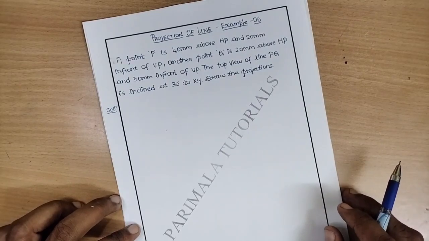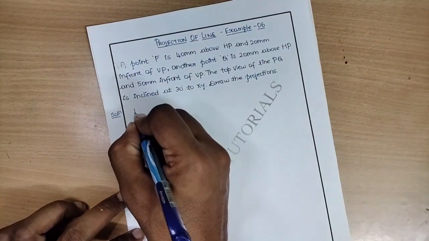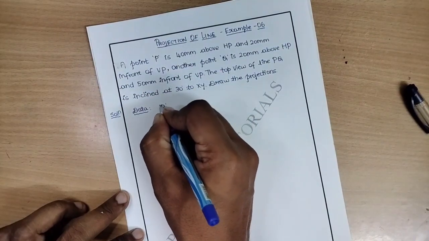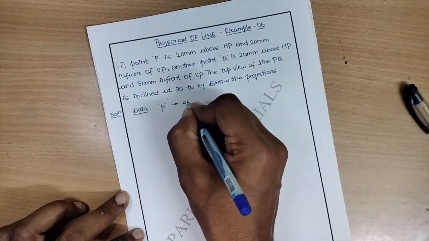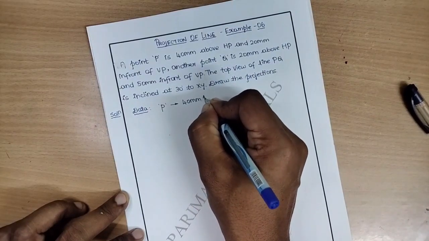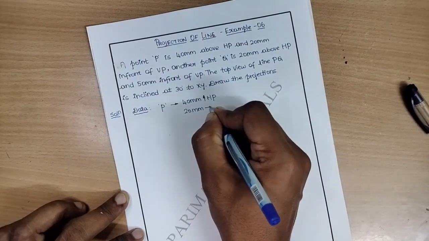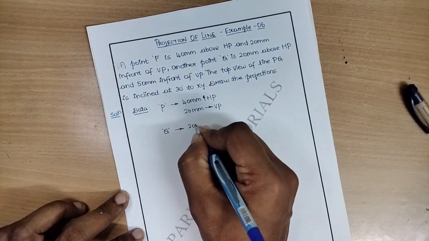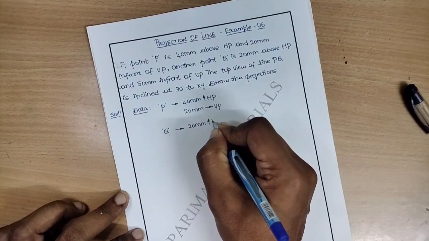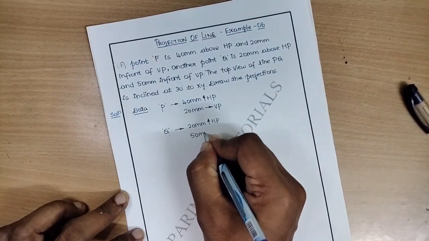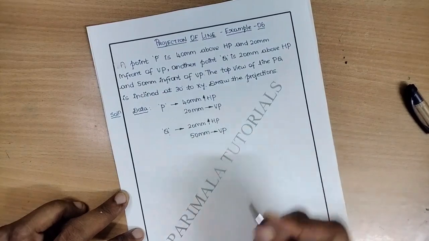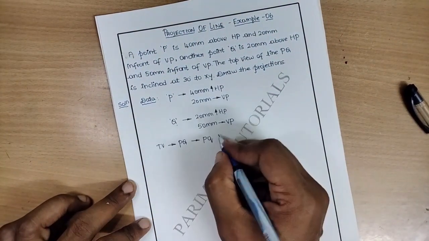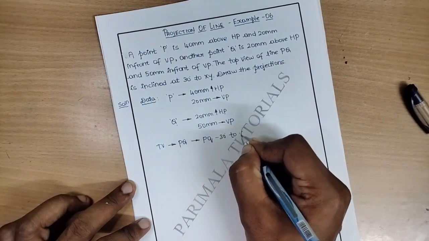The first thing is, let us take down the data towards the side of the paper. The dimensions, the locations of the point P are given. So there is a point P. The P is 40 mm above horizontal plane, 20 mm in front of the vertical plane. The Q has coordinates 20 mm above the horizontal plane and 50 mm in front of the vertical plane. The next data is the top view of the line PQ, represented as small p small q, is inclined at 30 degrees to the XY line.